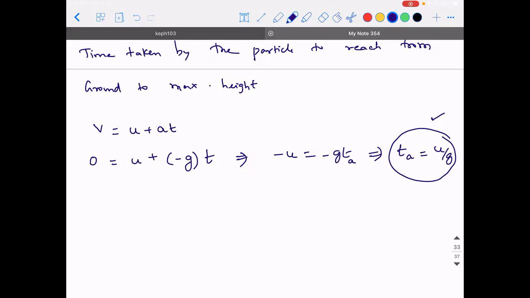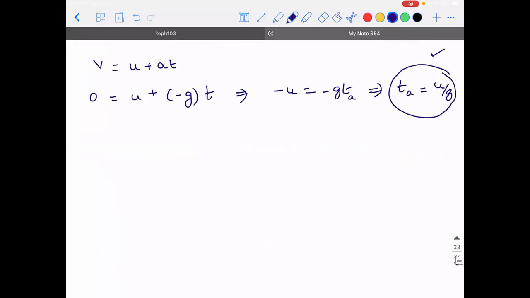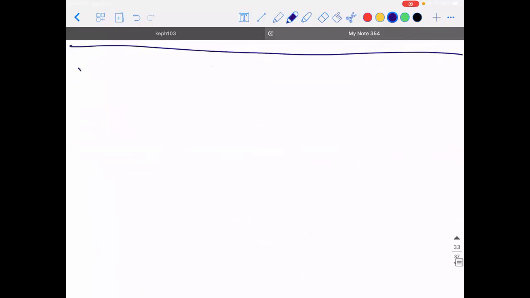I hope I'm clear, right? So there are two things we have found, the maximum height and the time of ascent. Now shall we discuss the descending journey? During the downward journey, here the velocity is 0.